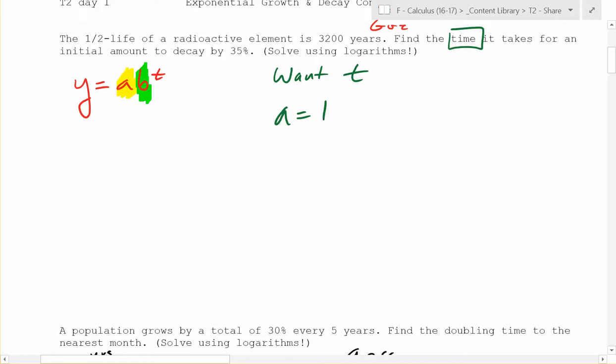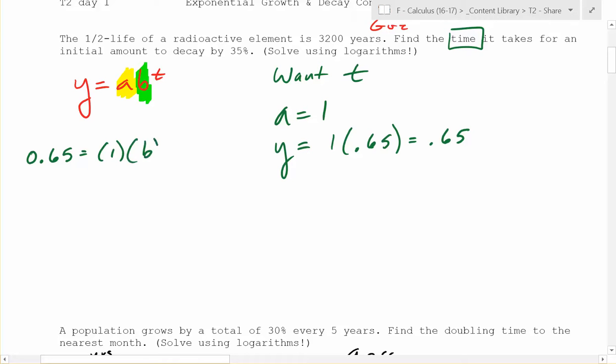So if we want to decay by 35%, how much do we have left? 65. So what does Y equal? Y equals 1 times 0.65. So how much do we have left? Yeah, 1 times 0.65, which is 0.65. So let's throw in what we know. We have this. 0.65 is equal to 1 times what? B to the what? Let's go piece by piece here. Are you okay with what I just started with? Yeah. You're starting with 1 unit of radioactive material, and something is happening to it, and you want to end up with 35% less.